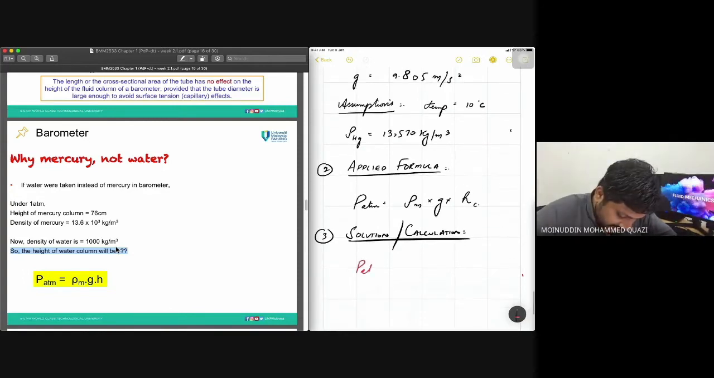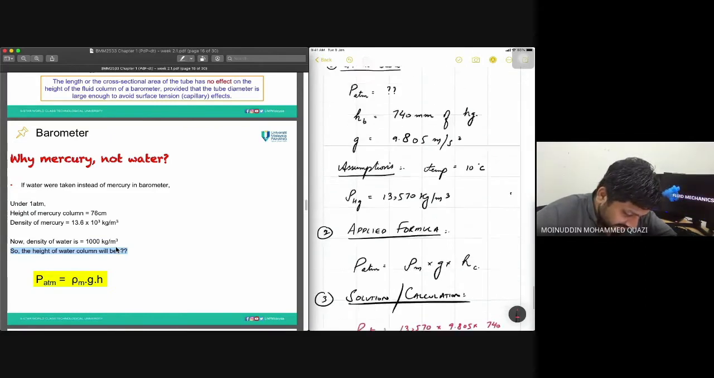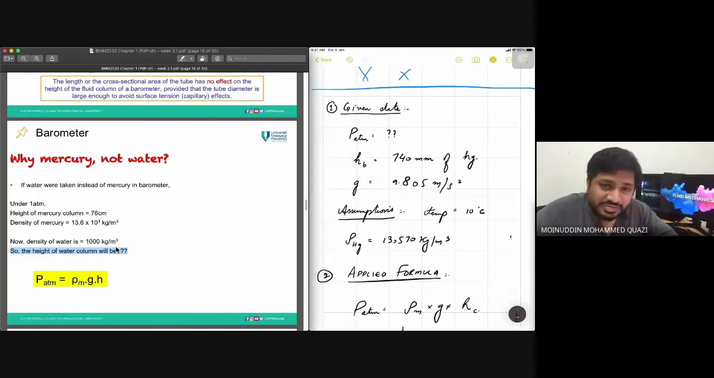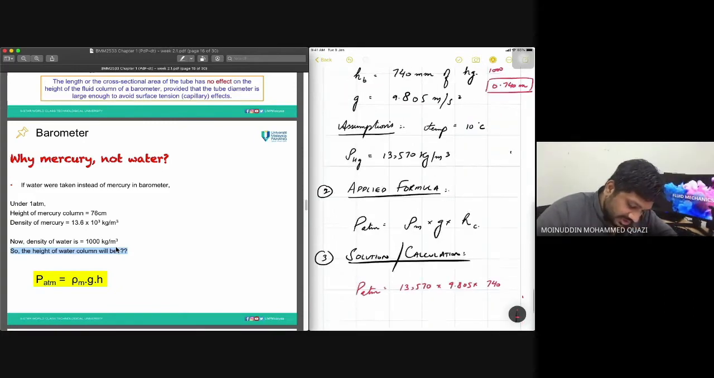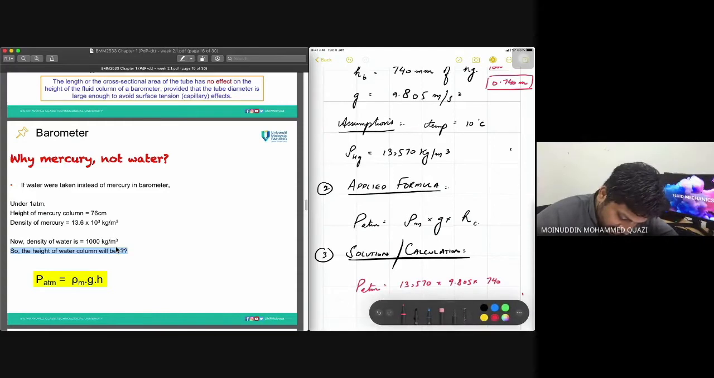Atmospheric pressure P_atm is equal to density, which is 13570, multiplied by 9.805, multiplied by the height, which is 740 millimeter, right? This unit is in millimeter. Need to convert it into meter. So 740 millimeter divided by 1000 is equal to 0.740 meter.